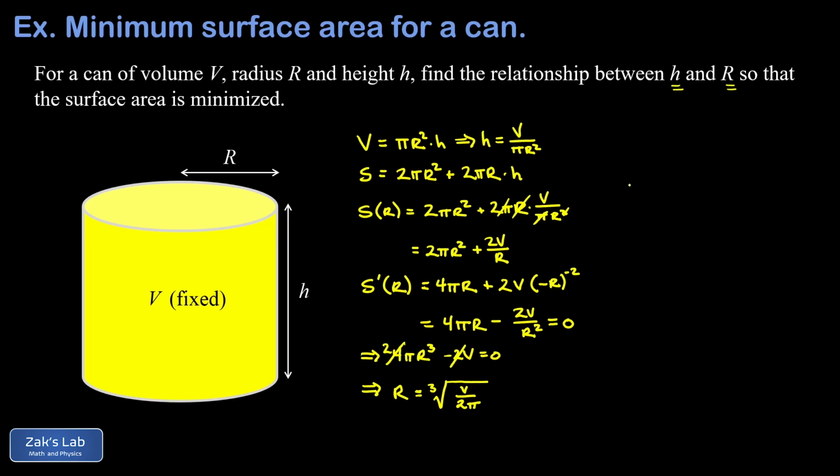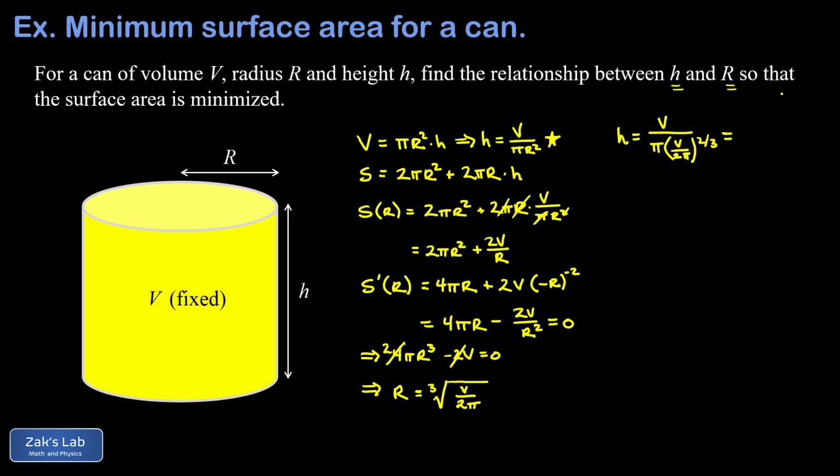Now what we need to do is find the h corresponding to this value of r, because we want to find a relationship between h and r when the surface area is at its minimum value. So I'm going to take that r and plug it back into this relationship up here where we solved for h in terms of r. So h is going to be v divided by pi times r squared. So I'm taking the cube root of all this stuff and squaring it. I could write that all as an exponent of 2/3.